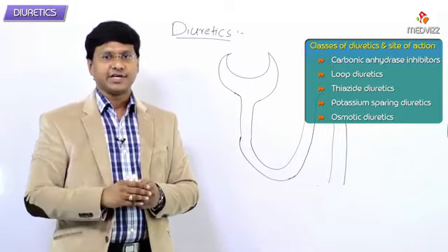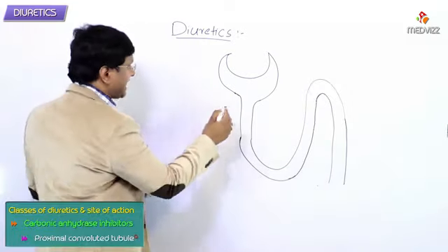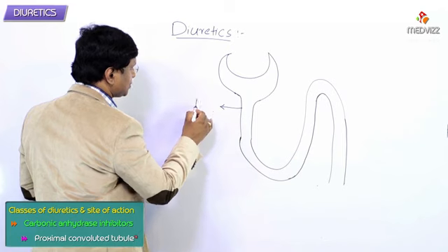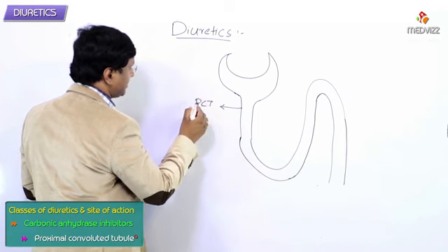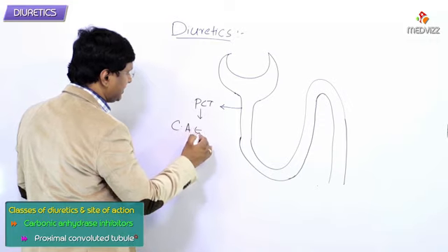Take the carbonic anhydrase inhibitors. Carbonic anhydrase inhibitors act at the level of the PCT. So at the level of the PCT, the drugs which act are the carbonic anhydrase inhibitors.